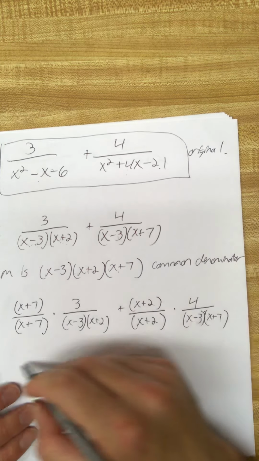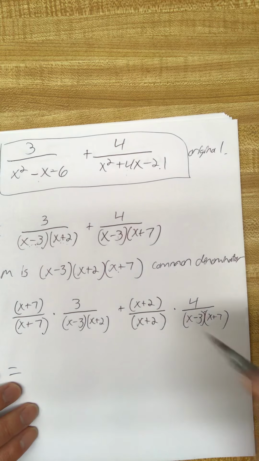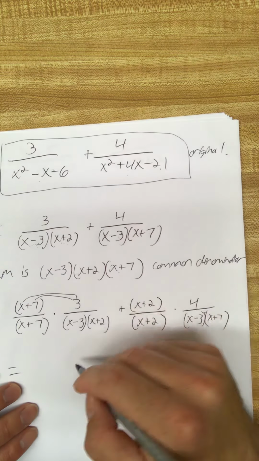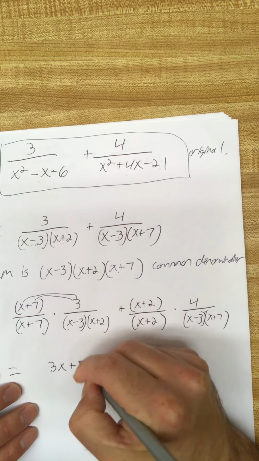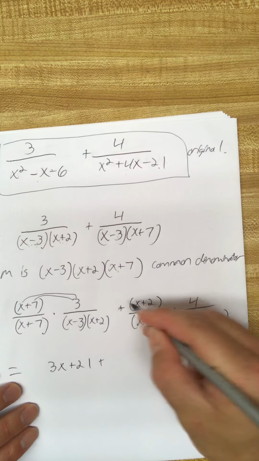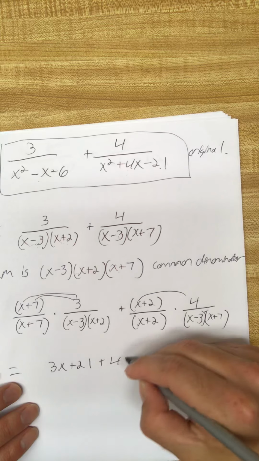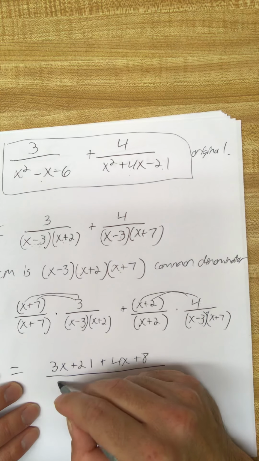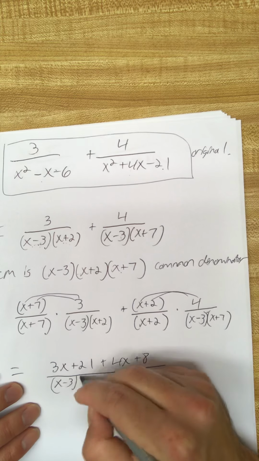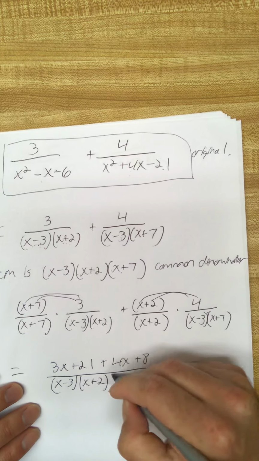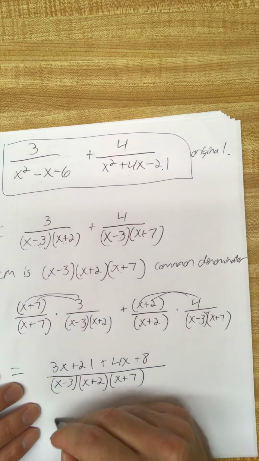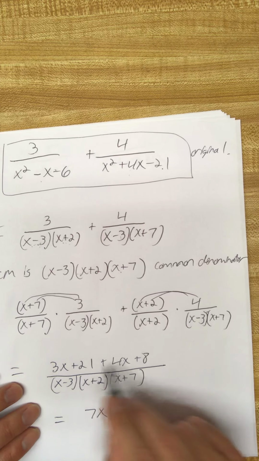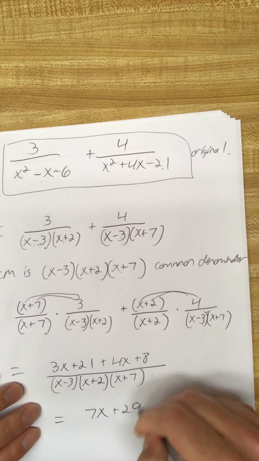To start to simplify all this, my first numerator, I'm going to do x times 3 and then 7 times 3. So I'm going to get 3x plus 21 plus 4x plus 8, all divided by my x minus 3 times x plus 2 times x plus 7. Final answer then: 3x and 4x is 7x. 21 plus 8 is 29.